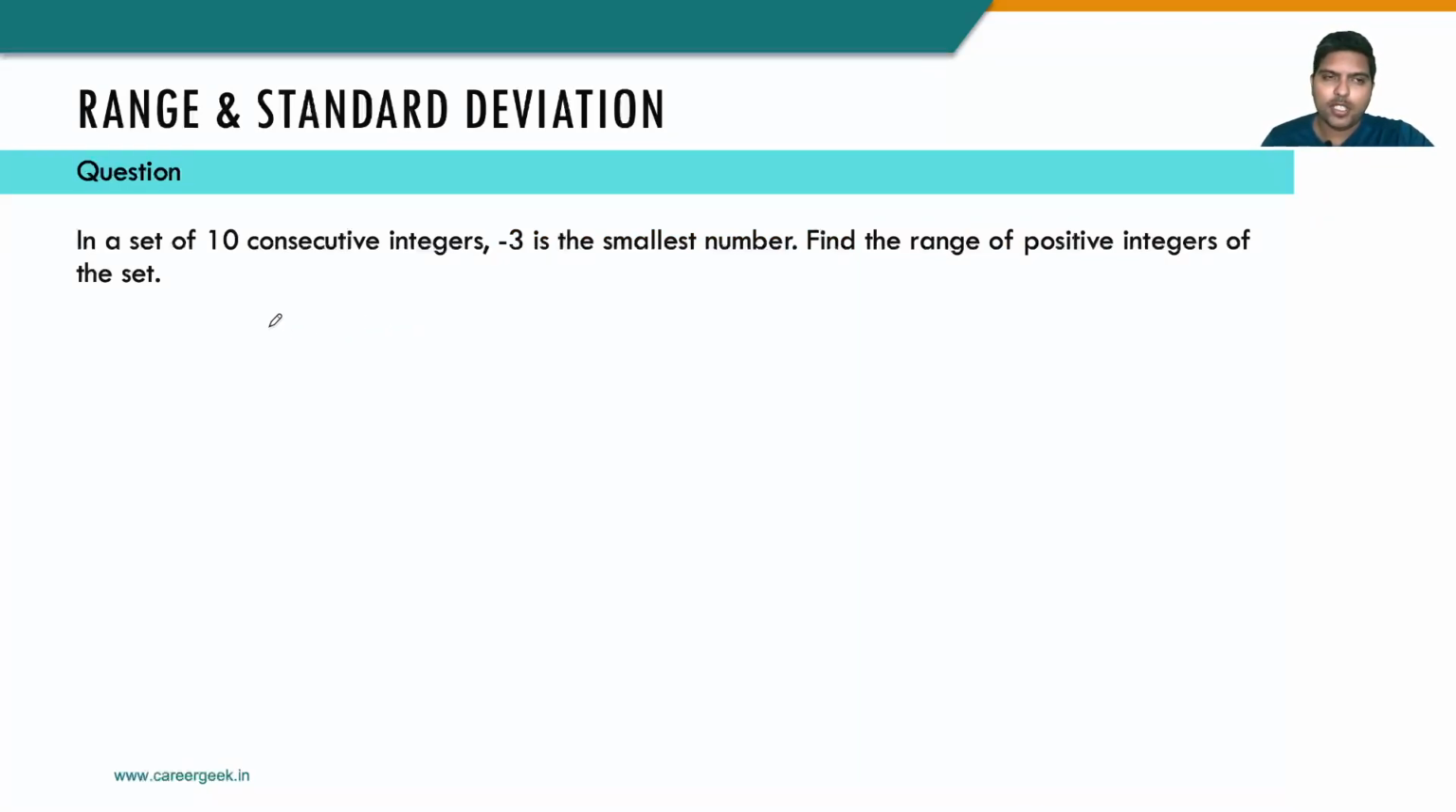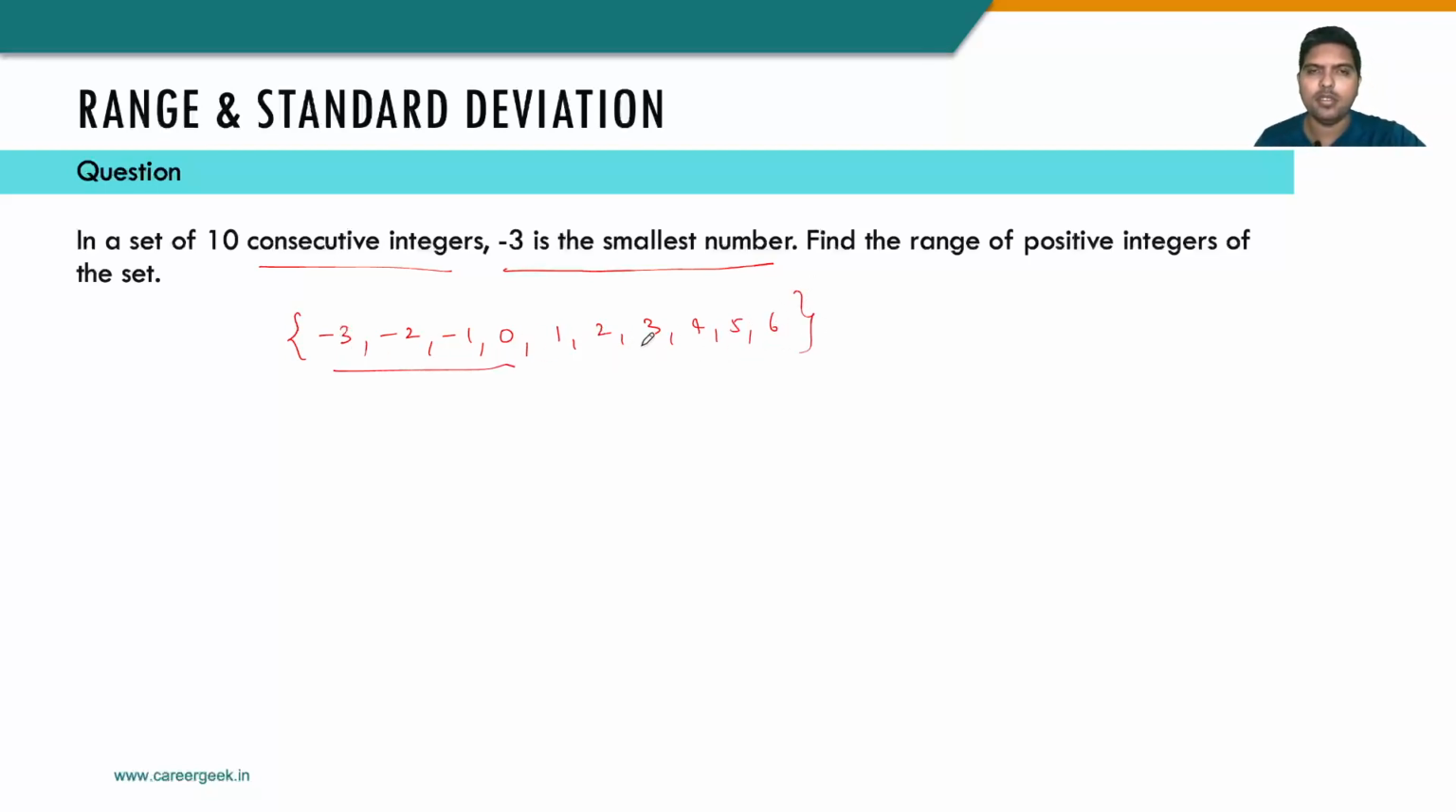Okay, we'll solve a question. In a set of 10 consecutive integers, what is consecutive? 1, 2, 3, so on, right? One after the other. -3 is the smallest number. So let me construct the set first. I have to construct 10 consecutive integers starting from -3. Okay, after -1, don't jump to 1. 0 is the next consecutive. I've seen students doing this.